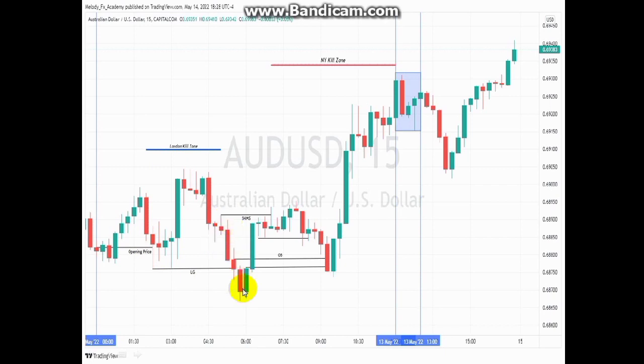Okay, so we had a move below that. Then we had a shift in structure prior to that, after the New York zone opening. We had this shift in structure, not much. Then we had this minor consolidation. We had another break of structure.